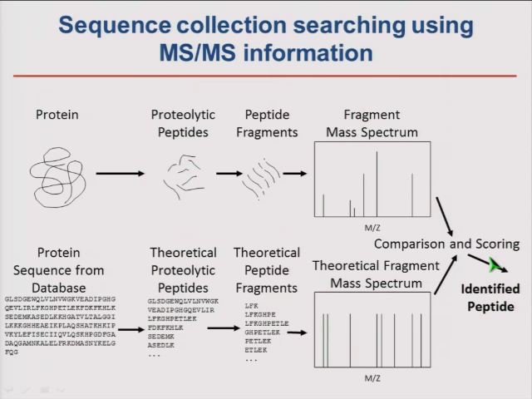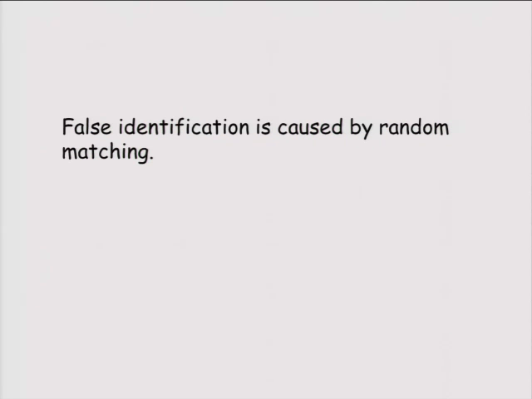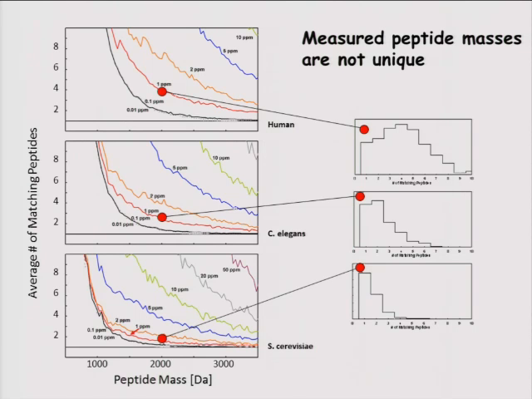So if you have a set of experiments, it means you will have a distribution of scores for the highest ranked peptide in each experiment, in each comparison. However, identification results can be false, and false identification is caused by random matching. In this picture, we see to the left the average number of matching peptides as a function of the proteolytic peptide mass.